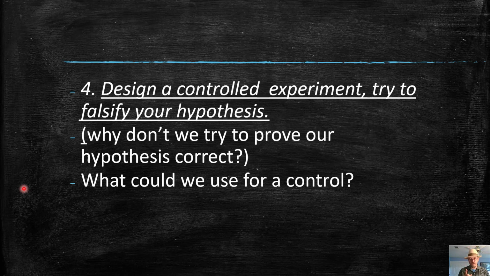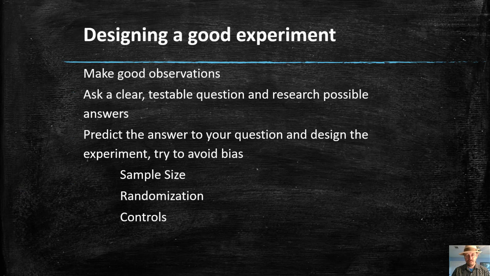But what you're trying to do is leave all the variables the same, except for the one variable that you're trying to get at. Is this plant carnivorous? And that can take some thinking in order to develop a good controlled experiment. And I suggest you read about that in your textbook a little further, of course.